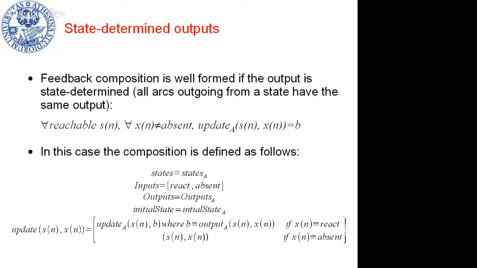Now, there is one case in which we can always be sure that the feedback loop composition is legal. And it is when in any cycle in your system, there is at least one machine that has a Moore type behavior, for which the outputs are determined by the state, not by the inputs.